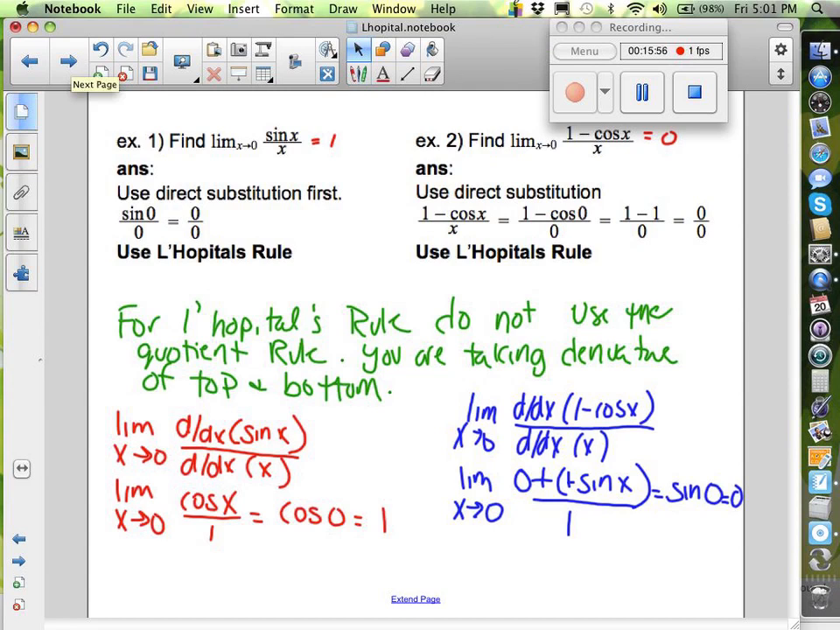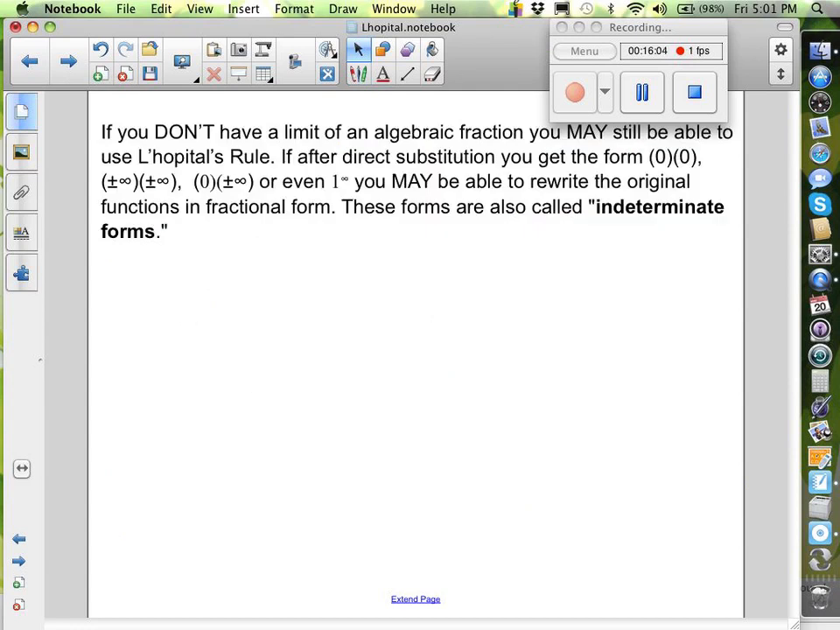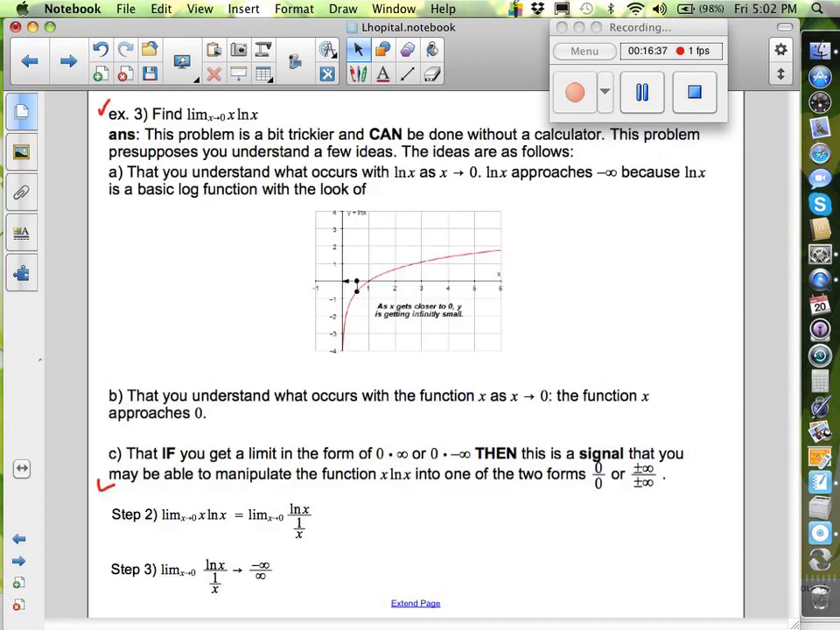And when we have more complicated trig functions where we get the indeterminate form and we have a function in the numerator and a function in the denominator, L'Hopital's rule may come to our rescue in being able to find those limits a lot easier. Now, you can only use this if you have a fraction. But you still might be able to use L'Hopital's rule if you don't have an algebraic fraction. Well, that sounds like I just contradicted myself. You can if you can rewrite the original function so it is a fraction. Okay? So if what you're given is not a fraction, you can rewrite it as a fraction. And when you evaluate, you get the indeterminate form, you can still use L'Hopital's rule.